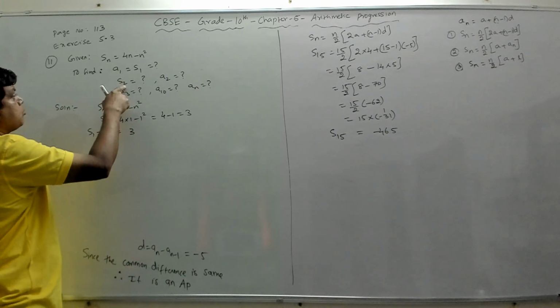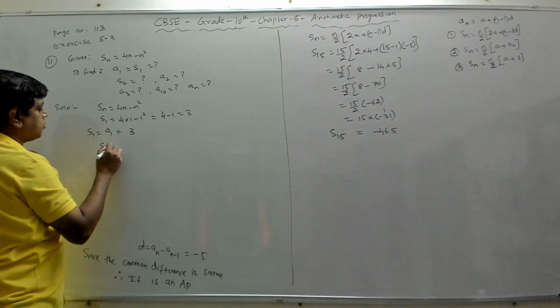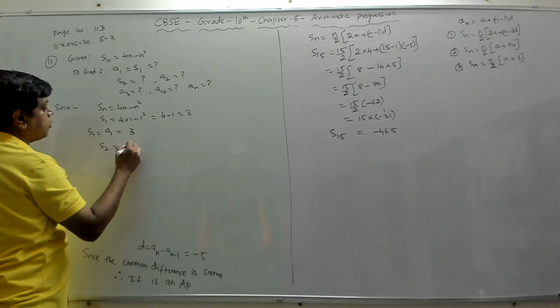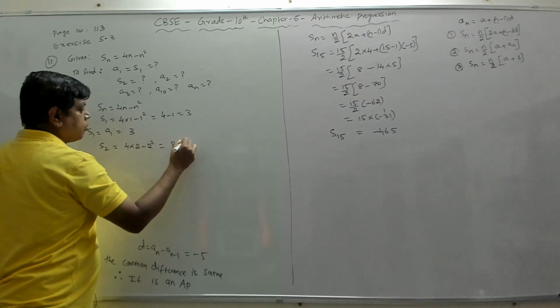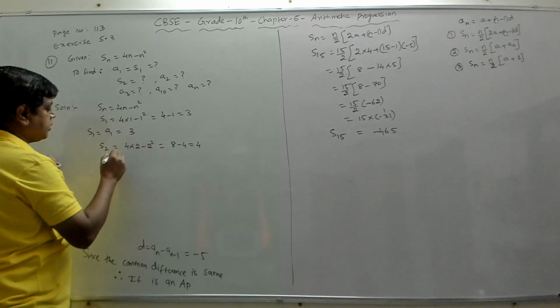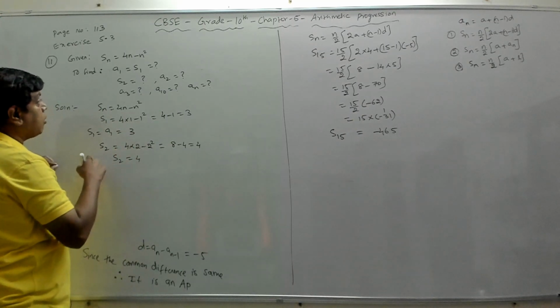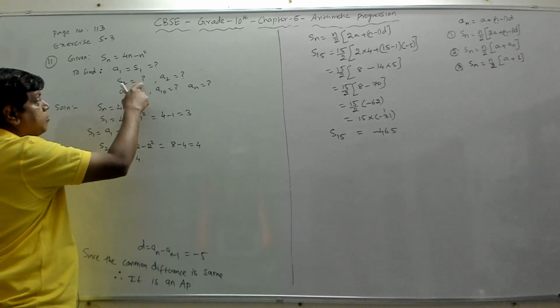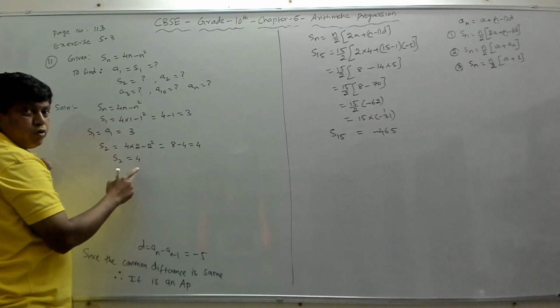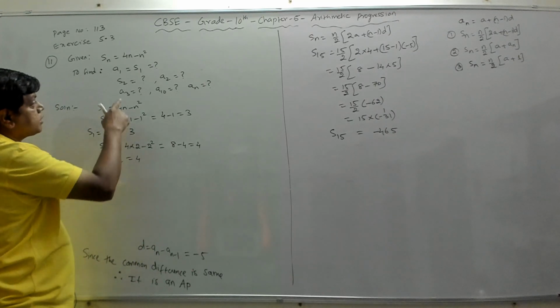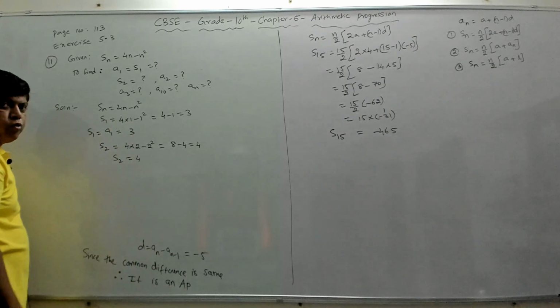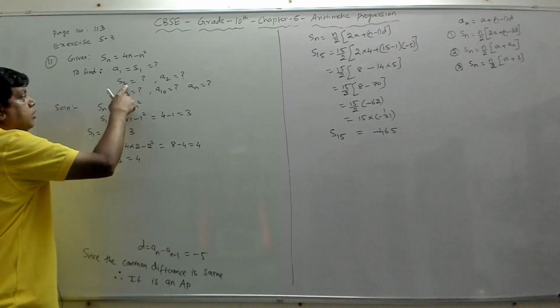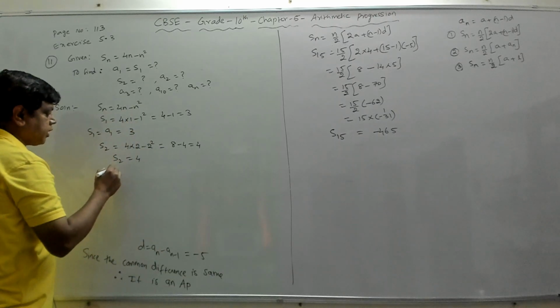Now, we should find S2. We have to substitute here. S2 is 4 into 2 minus 2 square. So 8 minus 4, which is 4. So this is your S2. S2 is 4. S2 means sum of first two terms. So the sum of first two terms is 4, that we have got. So we have found this also. Now, we should find A2, the second term.